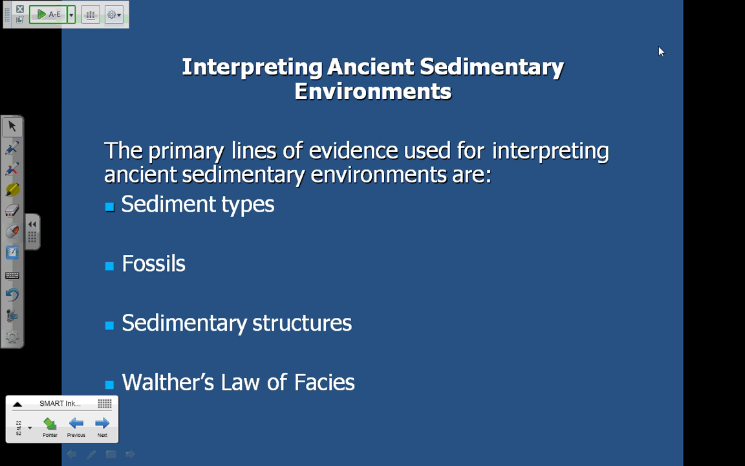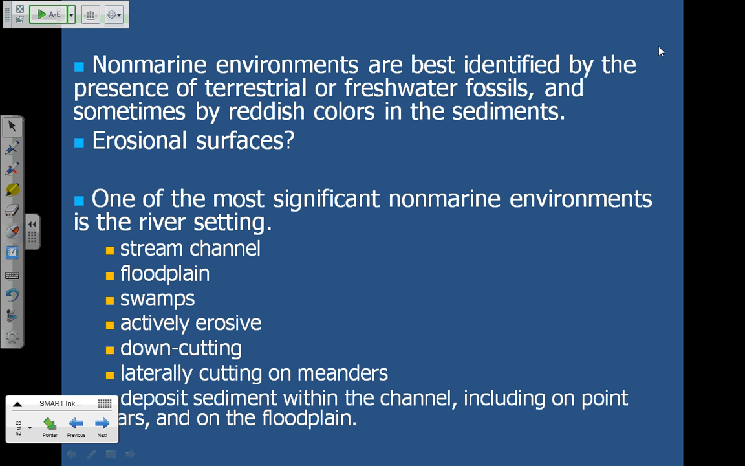Beach, right? Beach. We can also use Walther's law of facies again to help us because of the type of sediment we've got. That can help us also. Okay, so let's look at non-marine environments. Freshwater fossils and terrestrial fossils.